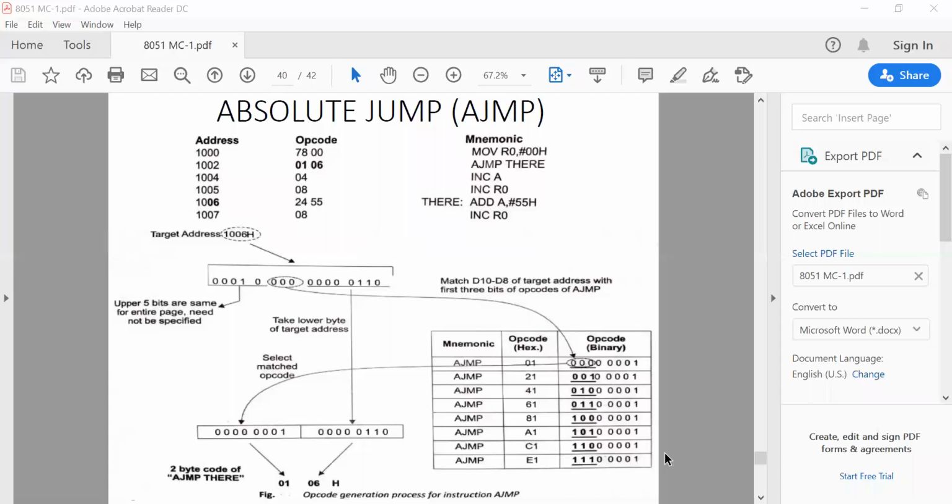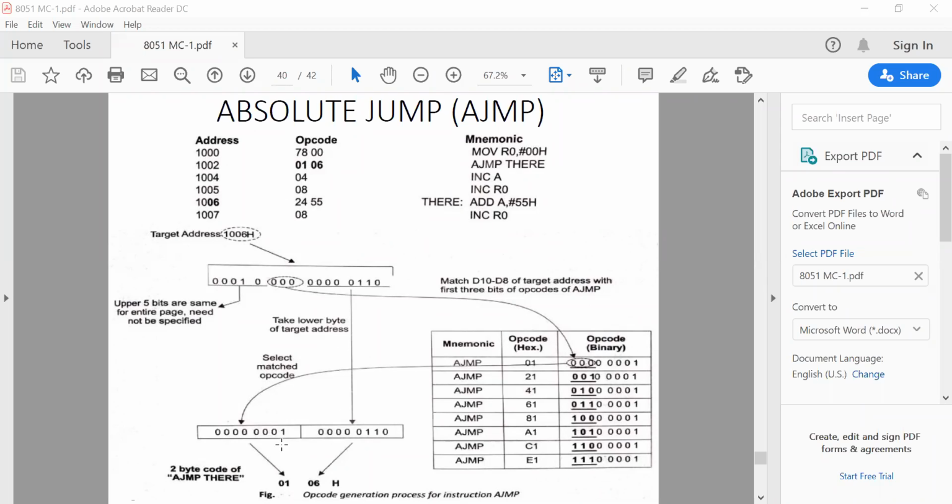Now match these 3 bits, bits D8, D9 and D10 of the destination address, with the first 3 bits of the opcode of the a jump. Now choose the opcode for which these 3 bits are same. In this example, D8 to D10 are all 000, which matches the first 3 bits of the opcode 01H. And 01 can be written in this way: 00000001. This is 01, and the last 8 bits will remain the same.